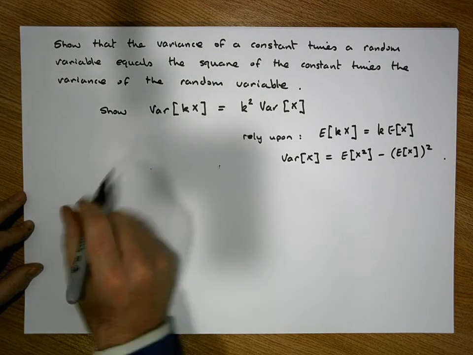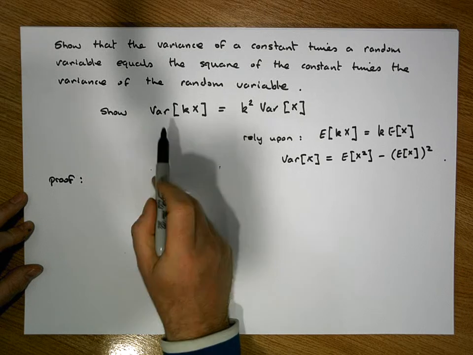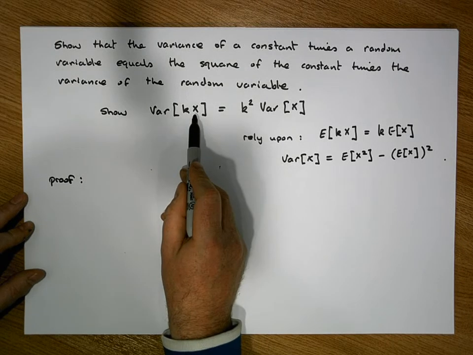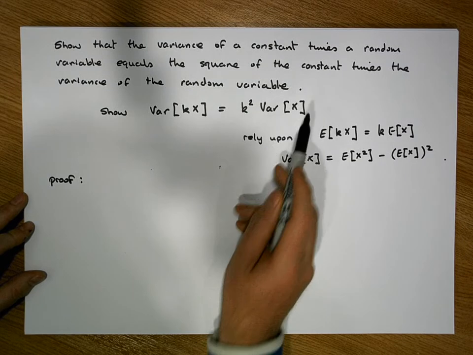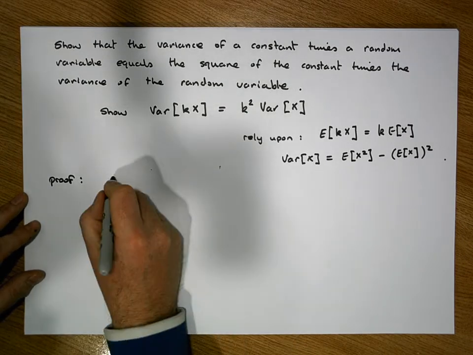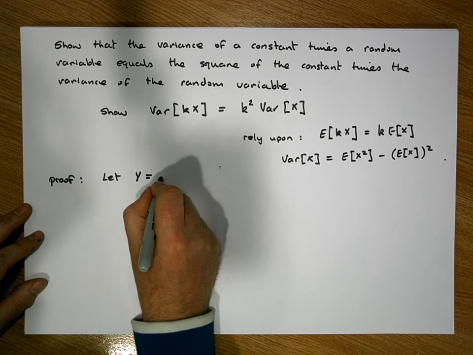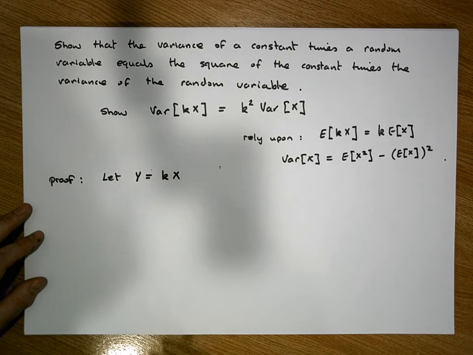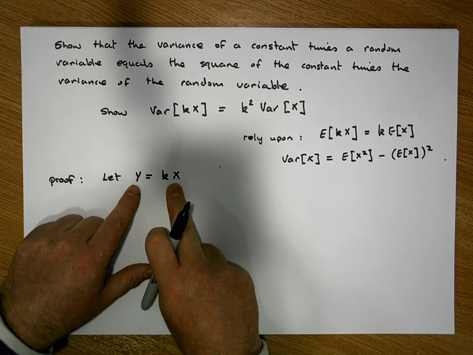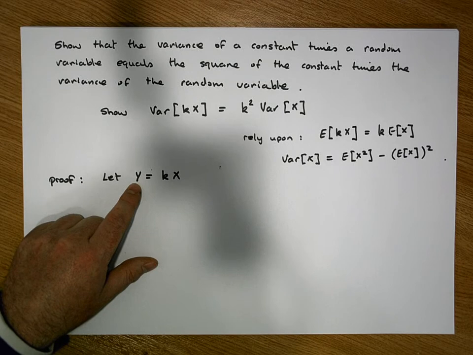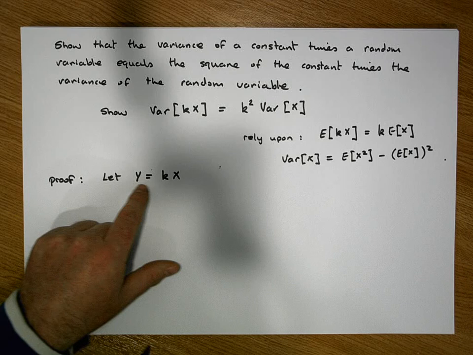Let's do this little proof. So we want to show that the variance of k times a random variable, a constant times a random variable, is the same as the square of the constant times the variance of the random variable. Okay, let's just do this first of all this way. Let's let y equal kx. So now that we know that y is equal to kx, we're just doing a substitution of variables. So y is this new random variable that is the constant times the original random variable x. So let's have a look at this.